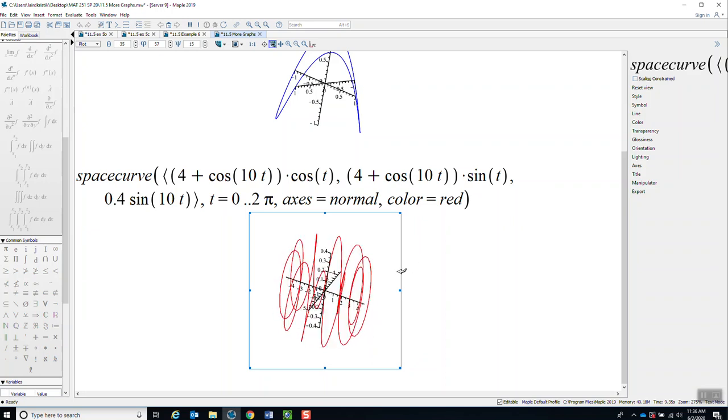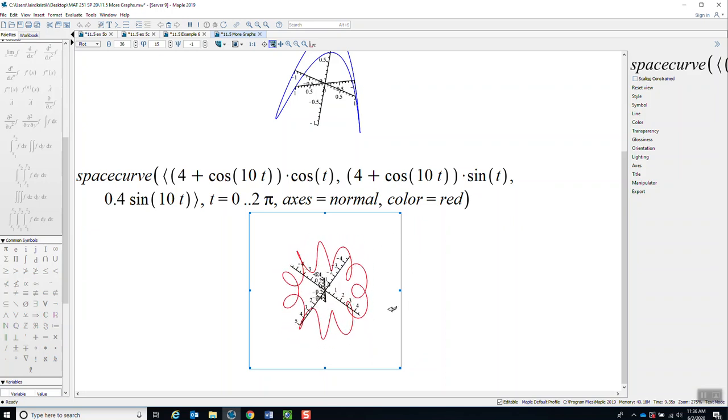All right, so if you ever come across any fun curves that you want to graph in 3D, I highly recommend Maple as a good way to do that.